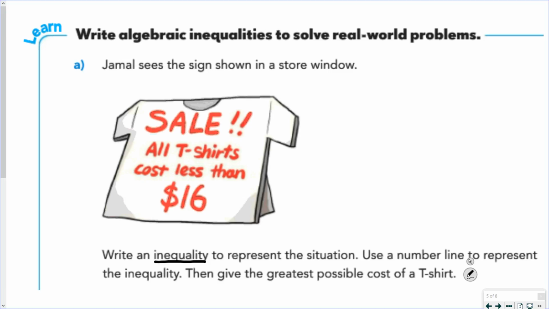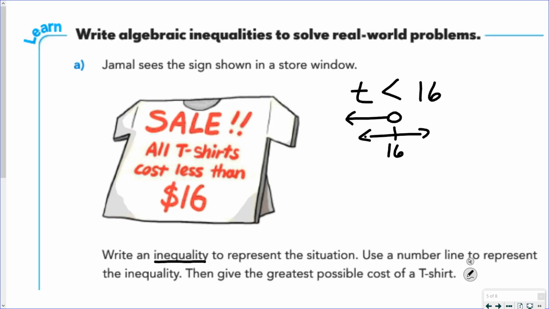Well, we don't know the cost of the t-shirts, but we know we're comparing them to 16, and it says the t-shirts cost less than $16. It then says to use a number line to represent the inequality. So I'll draw a line, I'll put a number on it, which in this case would be 16. Since it's less than, I use an empty circle, and I would go to the left.